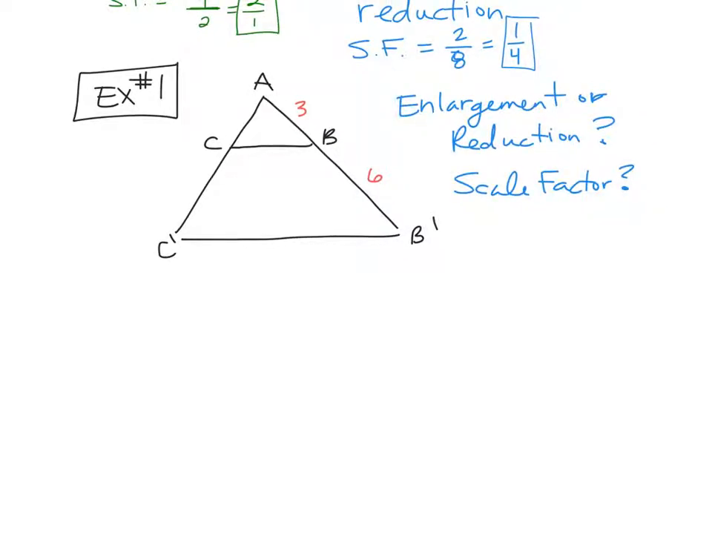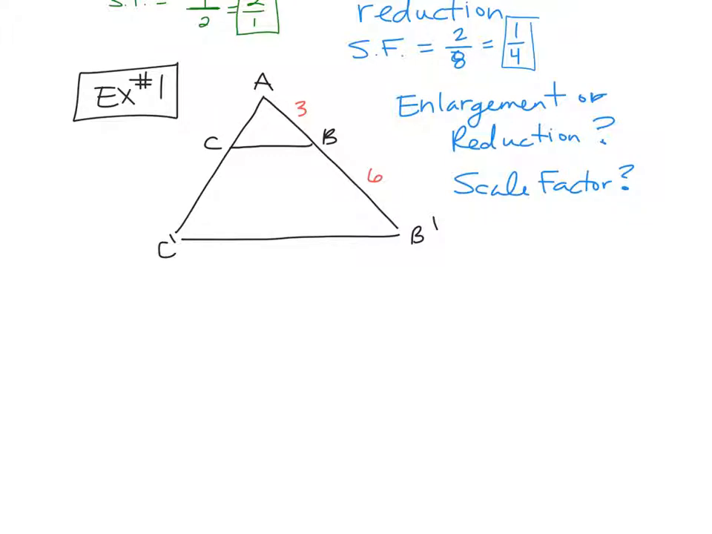Okay, so let's start with enlargement or reduction. I feel like most of the time people get this part right. It's usually the scale factor that gives people trouble. So if you can just remember that an enlargement has a scale factor that is more than 1, whereas a reduction has a scale factor between 0 and 1, okay?